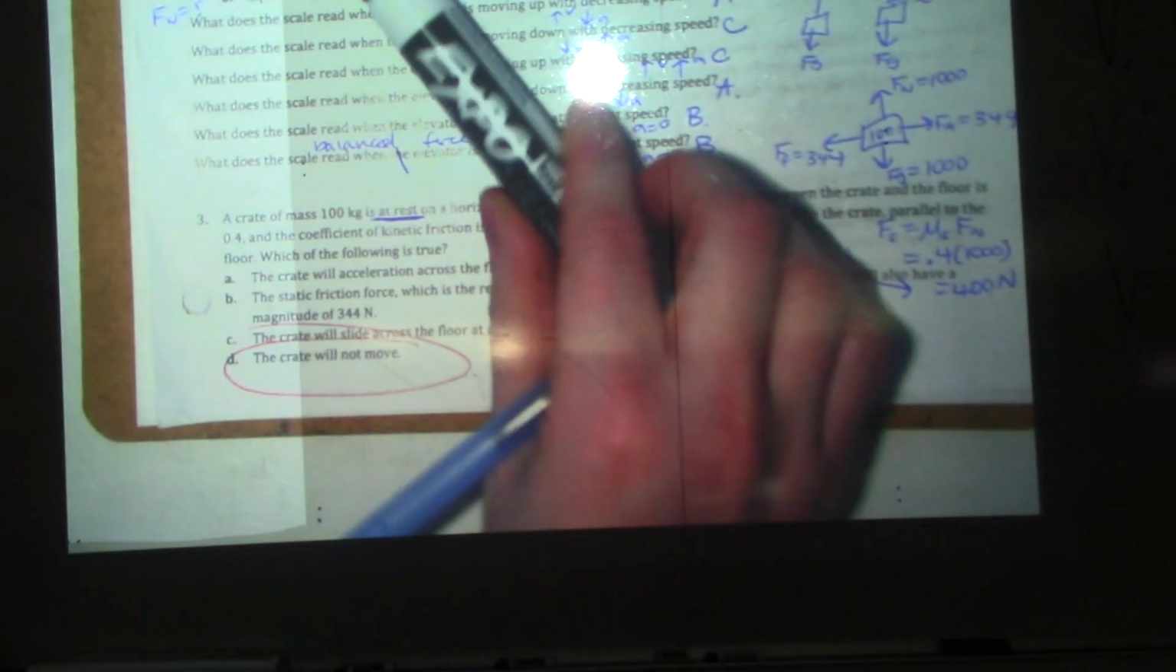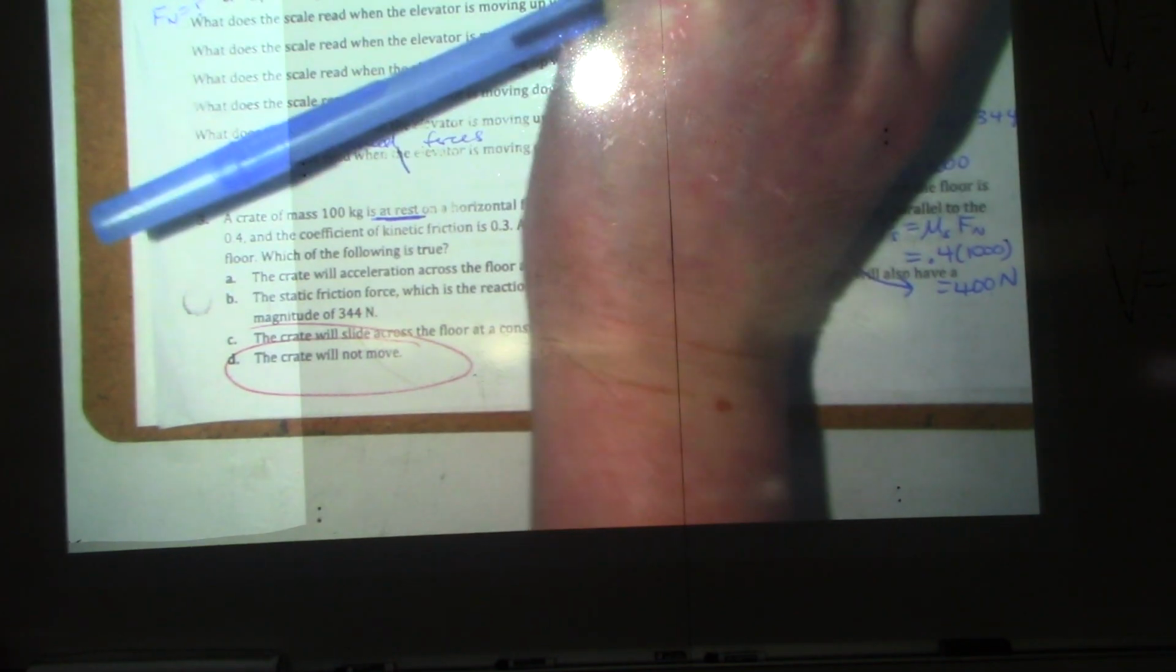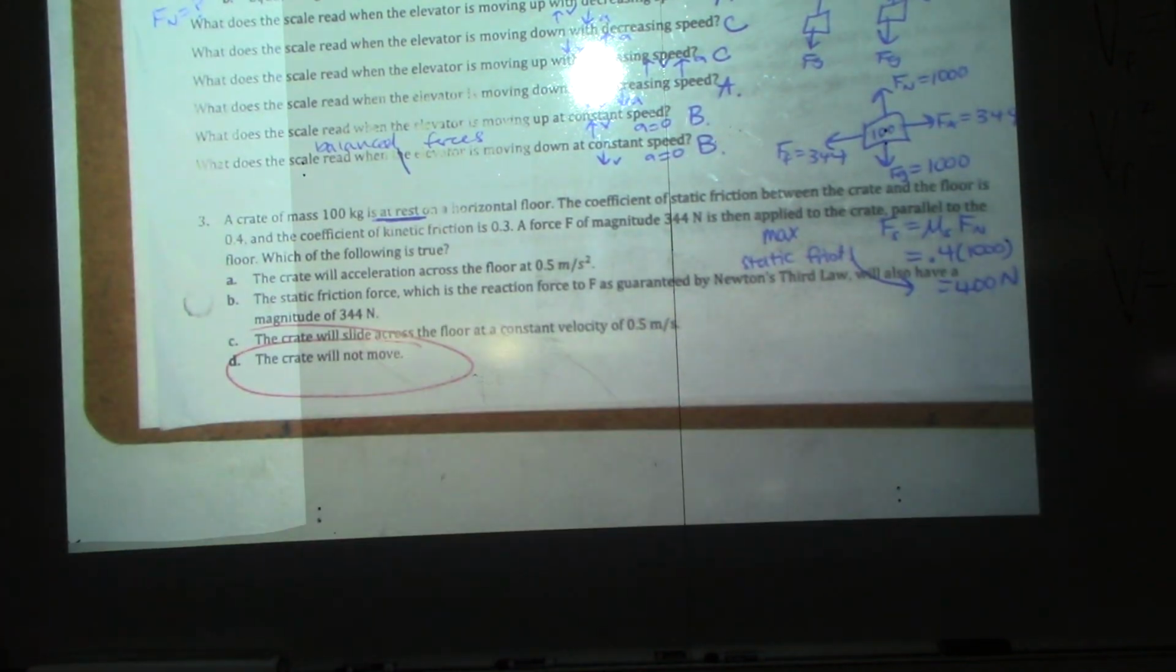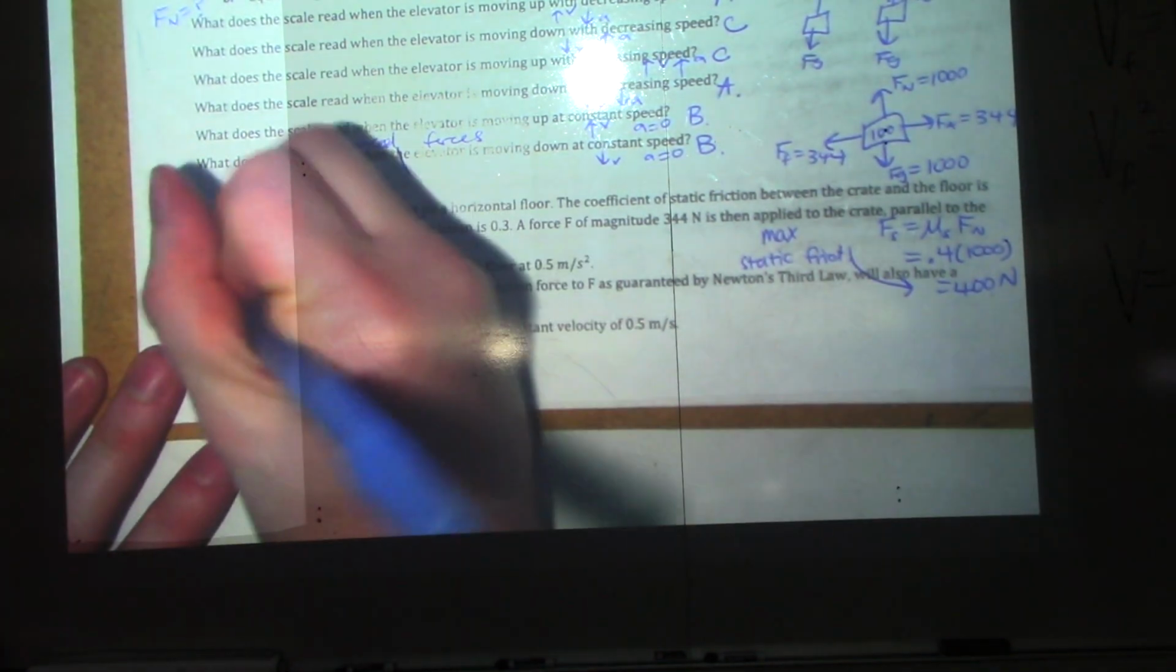In fact, it is very possible for me to have an applied force of greater than the friction force, right? We have that all the time when you accelerate something. The applied force is greater than the friction, so B is not true because this part is not true.